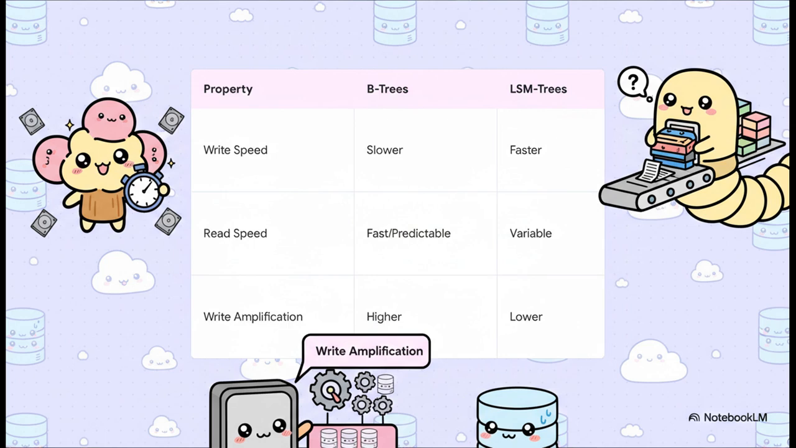Well, LSM trees are much faster for writes since they just append data. But your reads can sometimes be slower because the database might have to check a few different files to find the data you're looking for. B-trees, on the other hand, usually offer faster, more predictable reads since any piece of data only ever lives in one place. But their writes are slower and they cause something called write amplification, which basically means a single tiny change from you might force the database to do a whole lot of extra work behind the scenes.